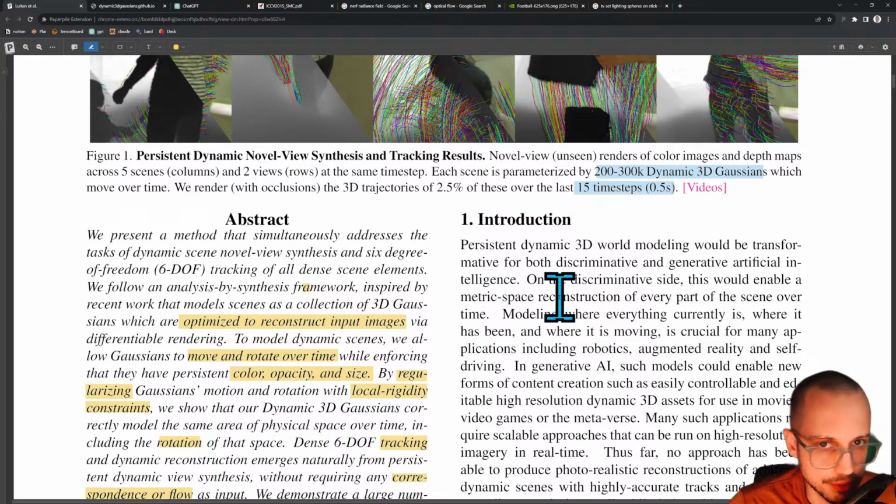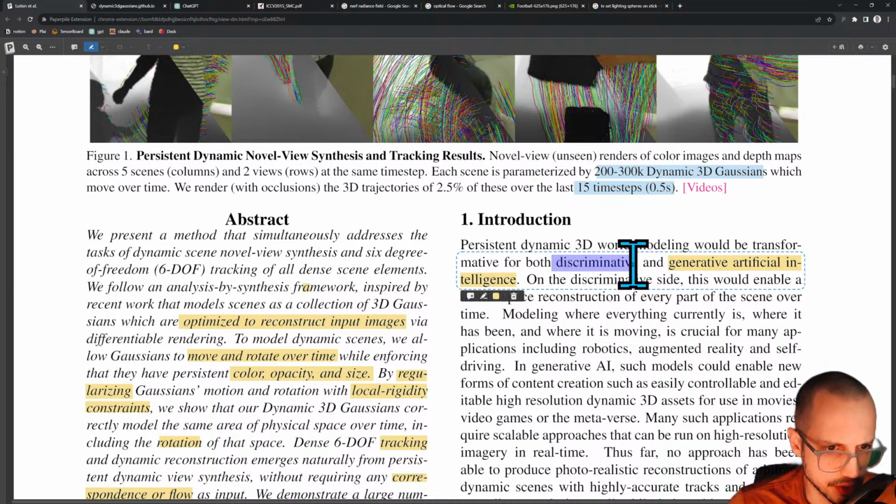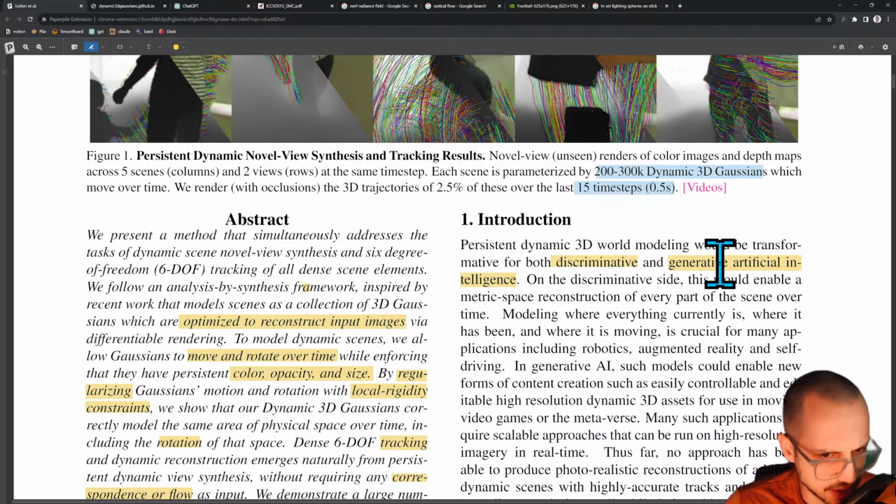Persistent dynamic 3D world modeling would be transformative for both discriminative and generative artificial intelligence. Generative artificial intelligence is generating things, right? Like generating an image from text. Discriminative artificial intelligence, that's not a terminology I see very often, but I guess what they're talking about is maybe tracking or object detection. If you had some camera at an airport that was just counting people, it's trying to discriminate. Maybe a cat-dog image classifier would count as discriminative artificial intelligence.